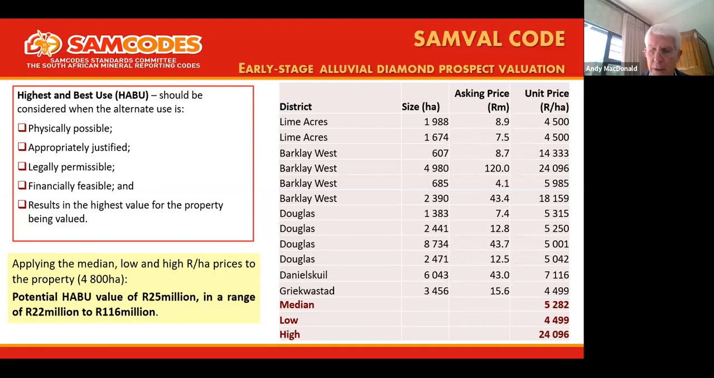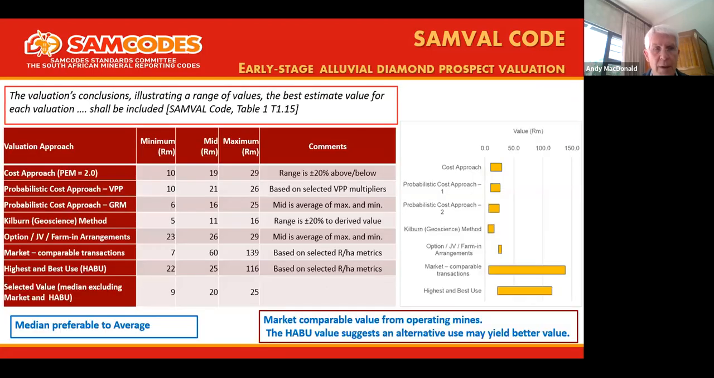Okay, we've spoken a lot of numbers. How does this all stack up? If we look at this now, you'll see the different methods that we've looked at down the left-hand side: cost approach, the two probabilistic approaches, the Kilburn method, option JV formula method, the market comparables, and the highest and best use. Here are the numbers presented in terms of the minimum, the midpoint or the preferred value we pulled out, and the maximum in each case. If we exclude the market comparable and the highest and best use value, I then get a figure of 20 million rand in the range of 9 to 25.